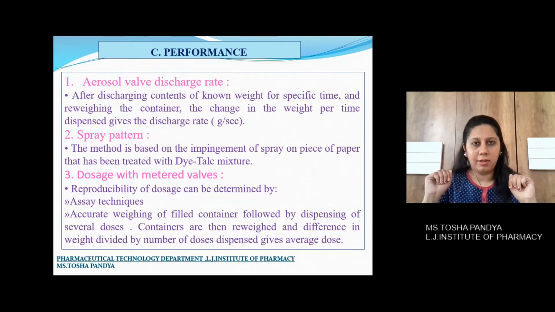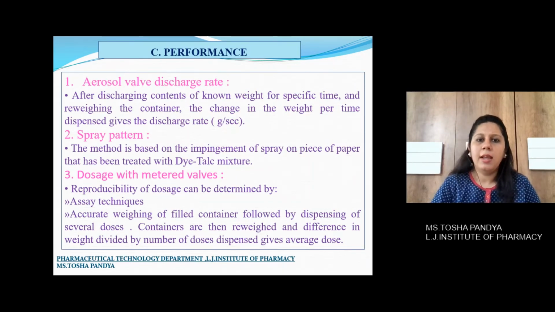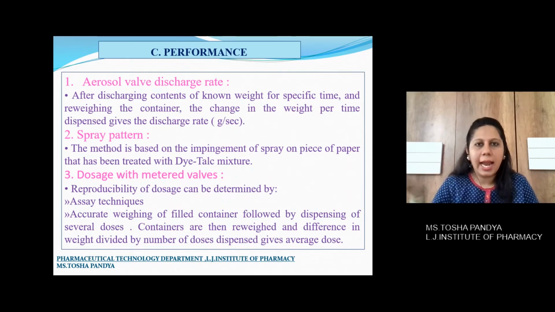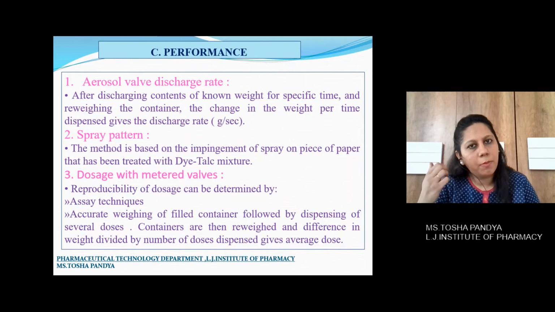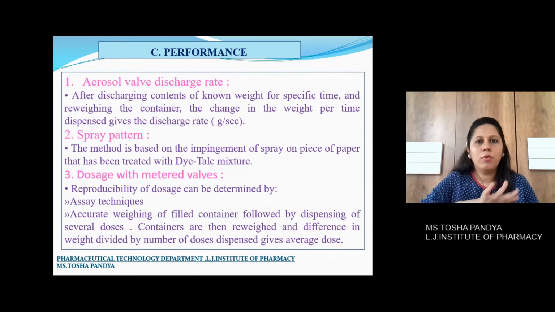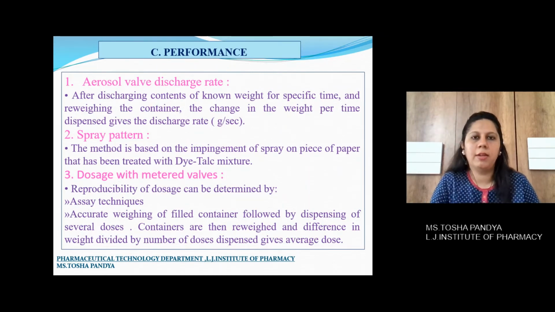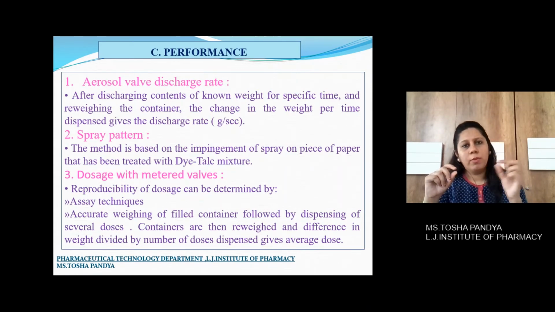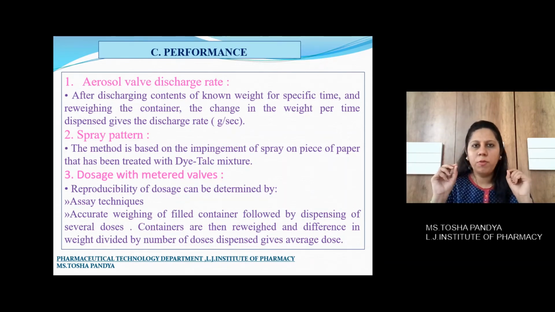The spray pattern is examined by impingement of the spray on a paper which has been treated with a dye-talc mixture. This mixture will absorb the spray, and you will easily be able to know the spray pattern of the aerosol container. Dosage with metered vials: this test is very important. It is done by assay. You spray the container, and that volume is collected and assayed by different techniques, and you know how much amount is available in a particular spray.